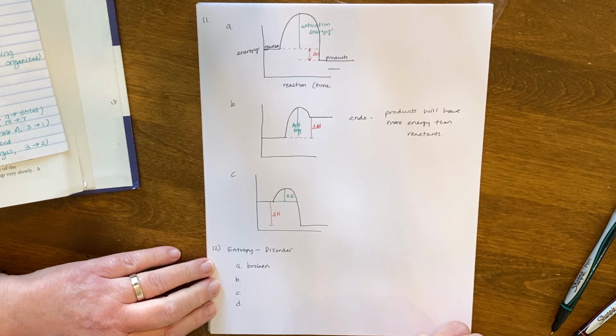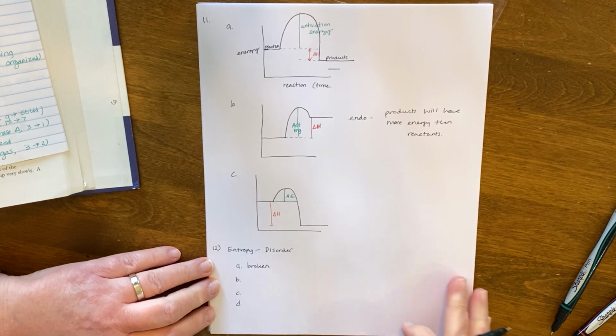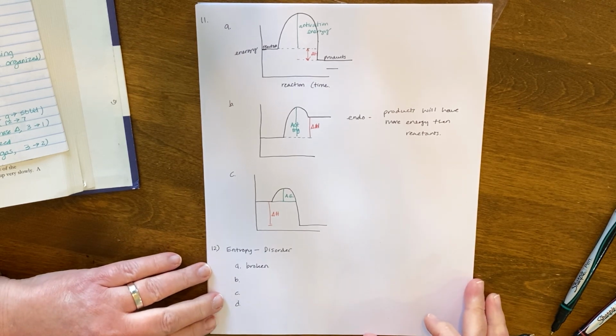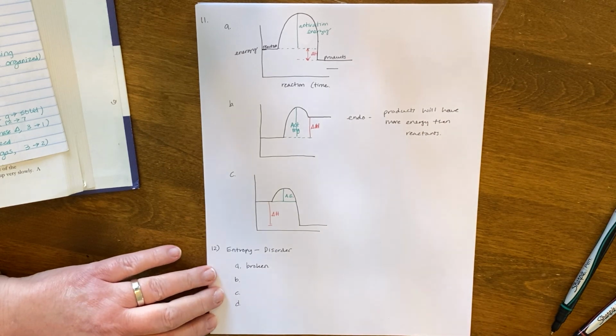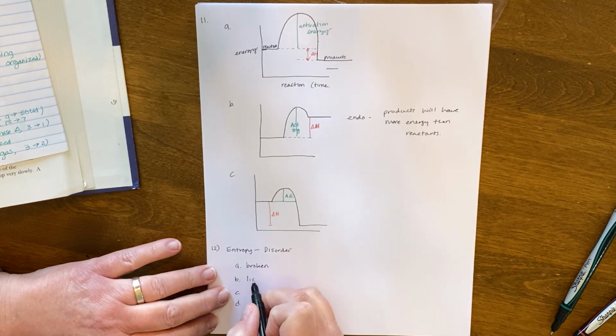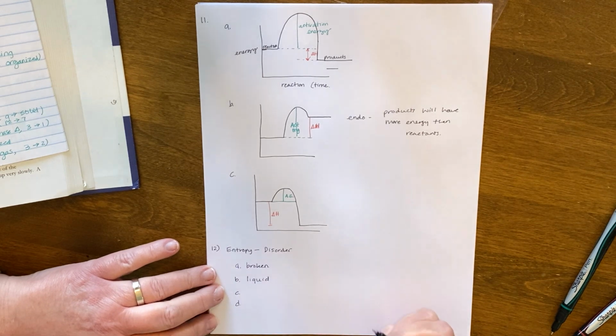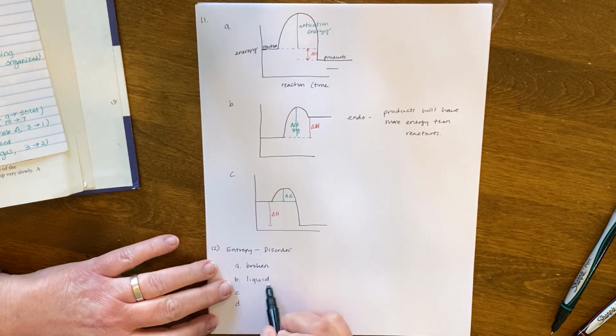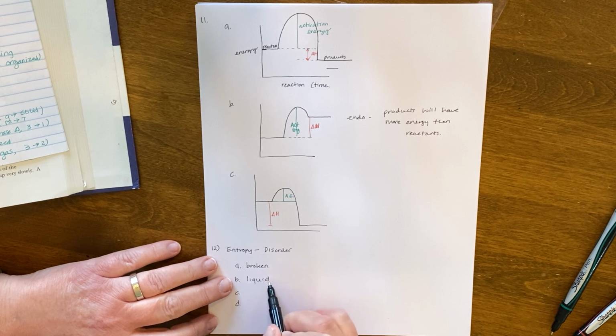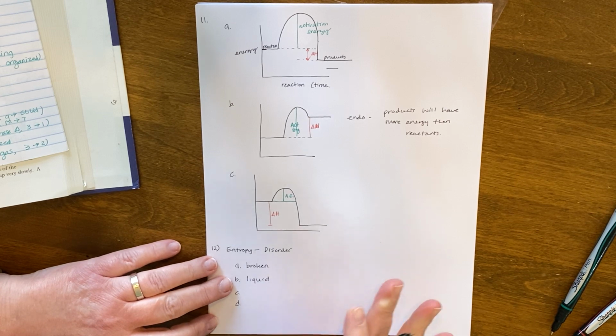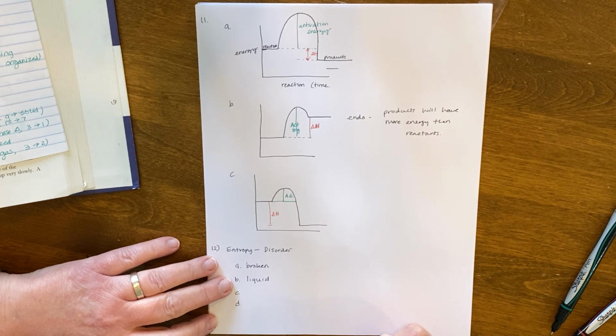Letter B, a sample of water as a liquid at 0 degrees Celsius, or the same mass of water as an ice cube at 0 degrees Celsius. So same temperature, same substance, but one is liquid and one is solid. So the liquid is going to have more disorder. Anything in the liquid is moving around more rapidly than something in a solid state that's only allowed to just vibrate.